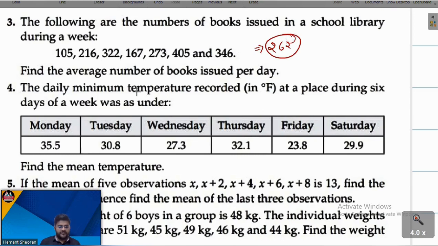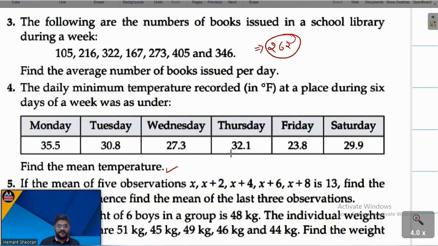Then for the fourth one, what answer did you get? Twenty-five point six. No, that's something different. Okay, they are saying the daily minimum temperature recorded in Fahrenheit at a place during 6 days of a week was as follows. So they are just asking to find the mean temperature. So you just have to add all these values. Yes or no? Yeah. So what answer did you get when you added them?